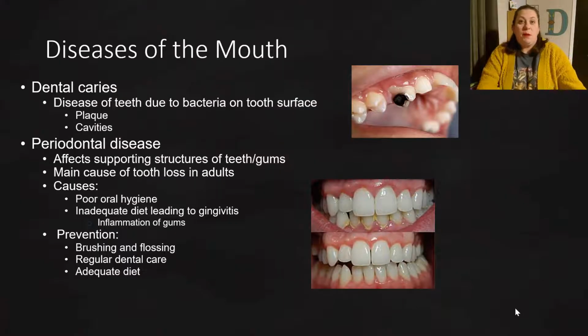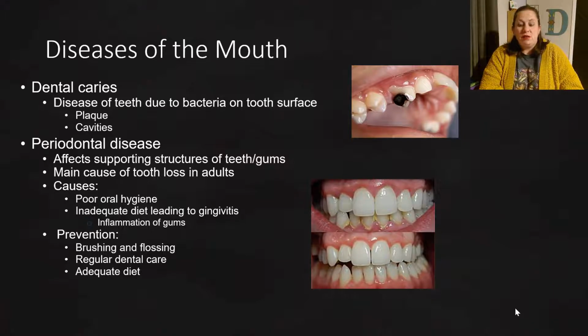All right, so the first thing we want to look at, we're going to start at the top, is the diseases of the mouth. One of these that's pretty common is known as dental caries. Dental caries are also known as cavities. These are seen more often in children and young adults, and a lot of times this has to do with their brushing habits as well as their consumption of large amounts of sugar.